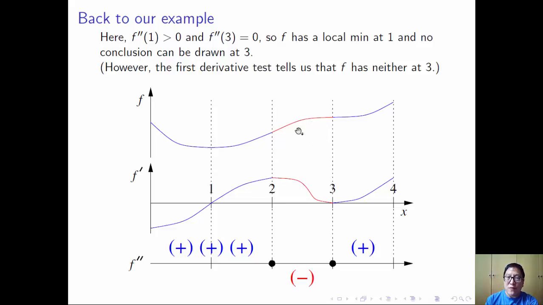However, let me remind you from before that the first derivative test told us that because f prime was positive before and positive afterwards, f has neither a local min nor a local max at x equals 3. That still works. So if you like the second derivative test, you should still keep in mind that in case of emergency, break glass: you can always use the first derivative test if the second derivative test gives you something inconclusive.